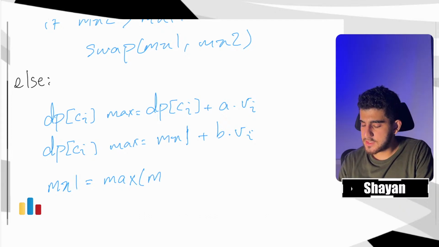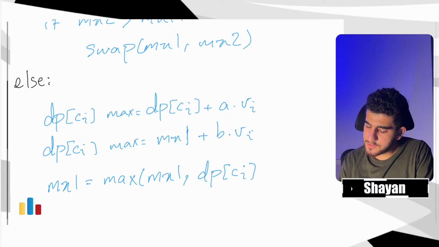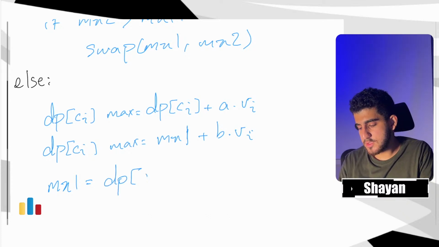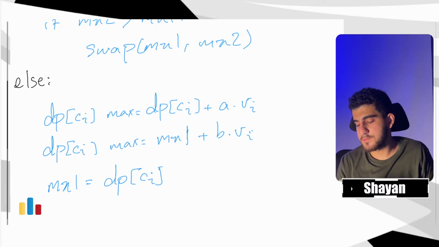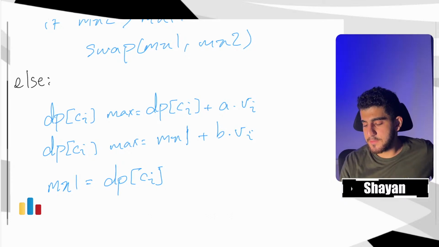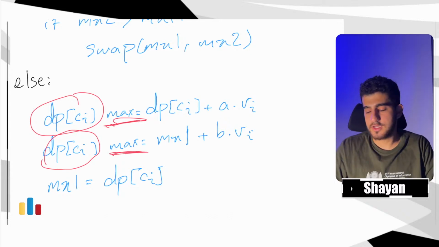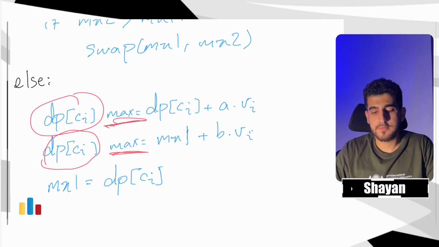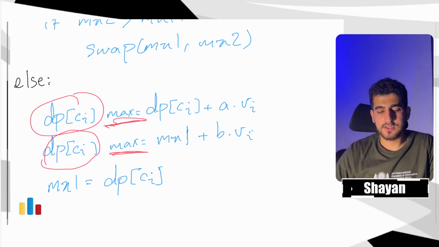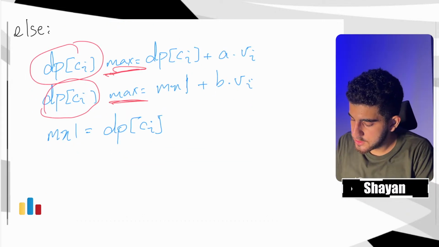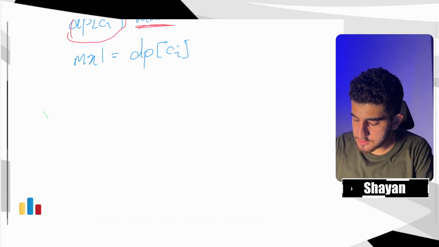So mx1 is equal to max of mx1 and dp of Ci. Or I can even say mx1 equal to dp of Ci, because mx1 was equal to dp of Ci, and now maybe dp of Ci has become bigger. dp of Ci has not turned smaller, because it's max equal to something. So I need to say that mx1 equal to dp of Ci to reflect the changes in dp of Ci. Is it clear?